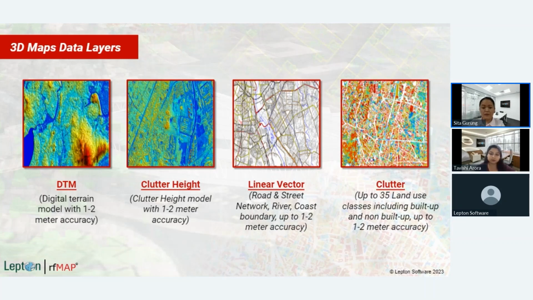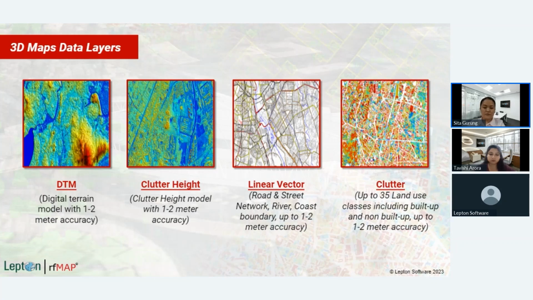Okay. Clutter height, the fifth layer. The popular term that we use for clutter height is DSM. You can call it DSM as well. So with clutter height, you are going to get the height information for all the objects that are lying on the Earth's surface, be it buildings, be it road networks, be it, let's say, flyover bridges, or be it vegetation.